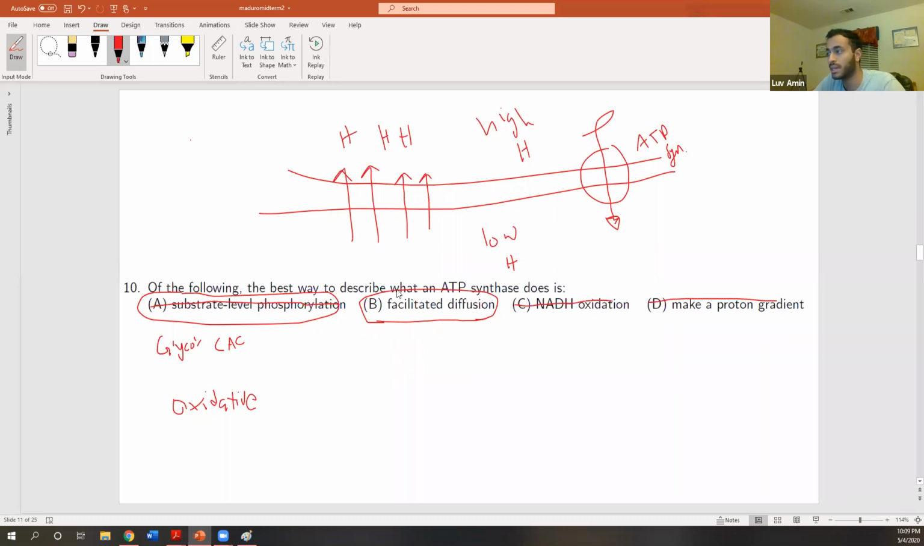Now, what's facilitating it? Well, it's this ATP synthase, right? Because protons are charged, so they're not just going to travel through the membrane on their own. They need something to facilitate them, and that's what this ATP synthase does. So in this case, B is our right answer. It uses the gradient that these protons provide when they go through the protein to make ATP, right? So yeah, 10 is B.